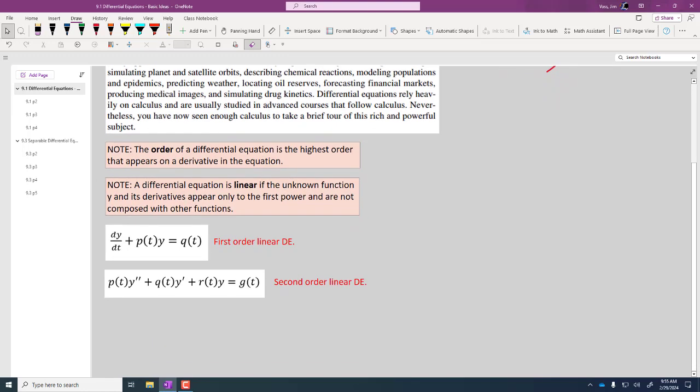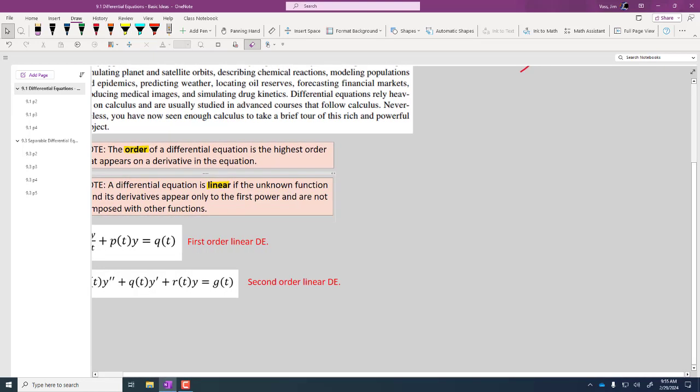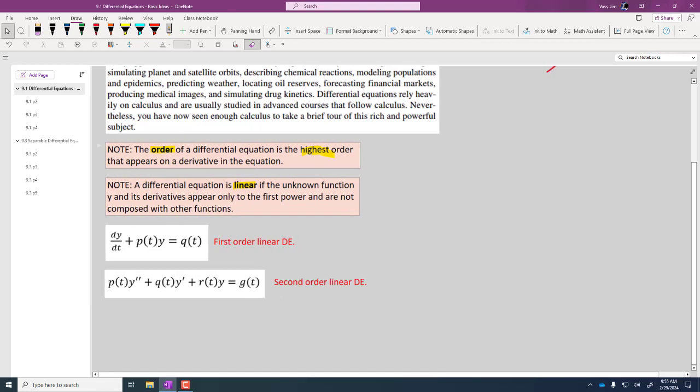For us, we want to get down to some definitions first. So we're going to talk about the order of a differential equation and whether it's linear or not. We throw this word linear around a lot in math, and it means different things in different contexts. So first off, the order of a differential equation is nothing more than the highest derivative that appears. So whatever the highest derivative that appears, that is the order of it.